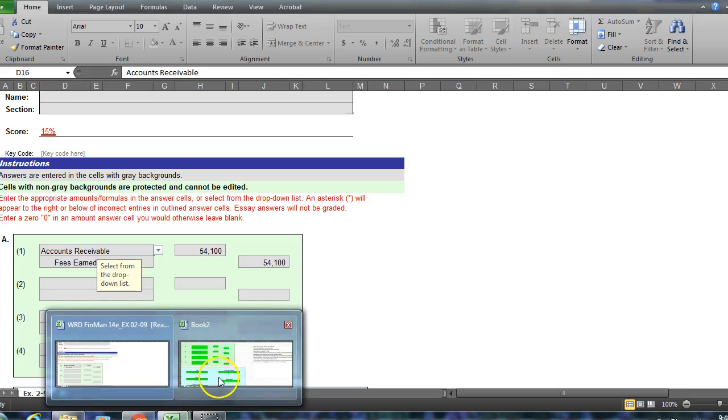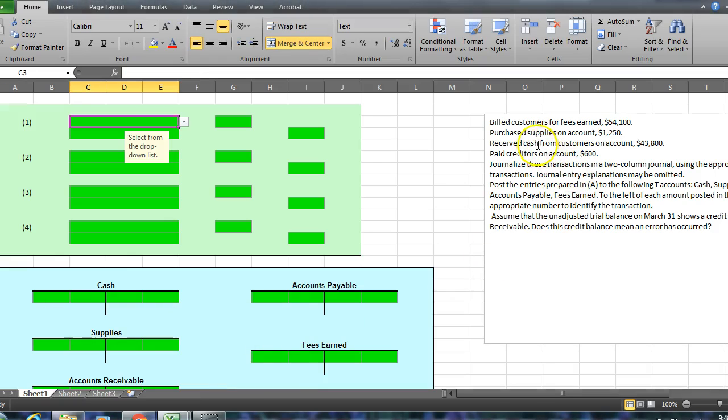All right, let's try another transaction. Purchase supplies on account. This is so important. Purchased, that means that you are buying something, okay? What are you buying? You're buying supplies. But it doesn't say you bought the supplies for cash. It says on account. That means that you received an asset, but you have not paid for it yet. That means a liability is established.